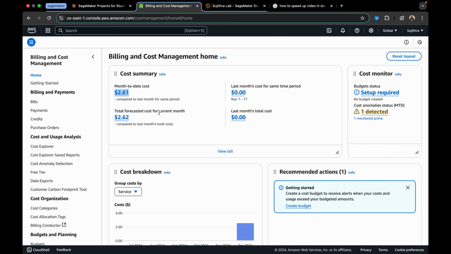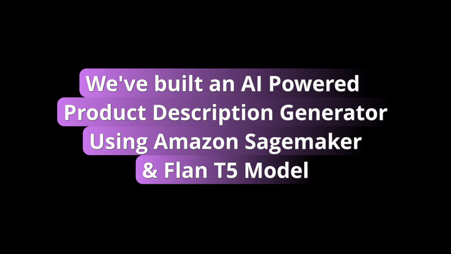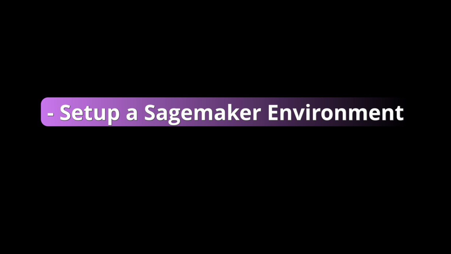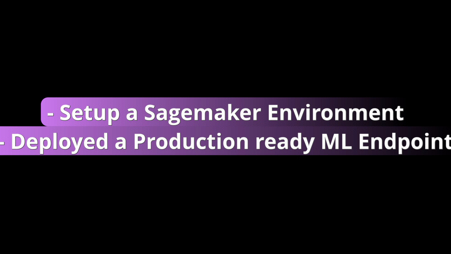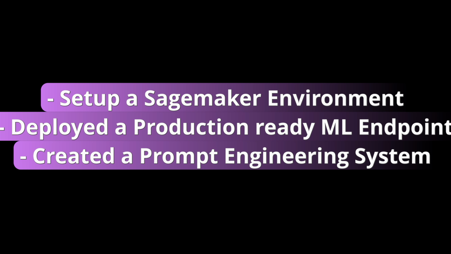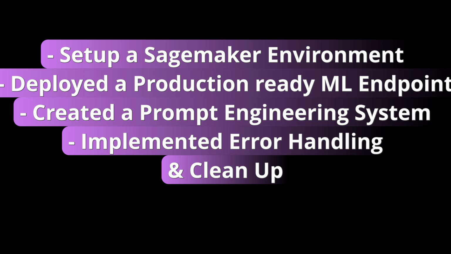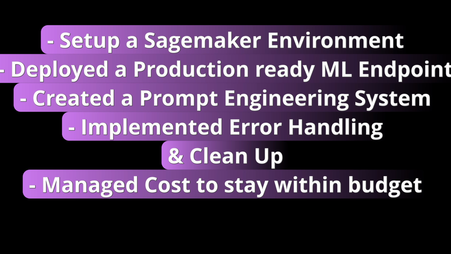learning and development purposes. Let's wrap up this tutorial with some important takeaways and next steps. Today, we have built a complete AI-powered product description generator using Amazon SageMaker and Flan-T5. Let's recap what we've accomplished. We've set up a SageMaker development environment, deployed a production-ready ML endpoint, created a robust prompt engineering system, implemented proper error handling and cleanup. And at the end, we managed our cost to stay well within our budget.